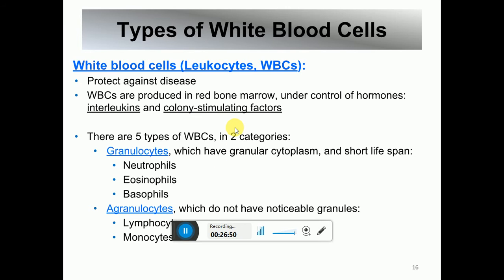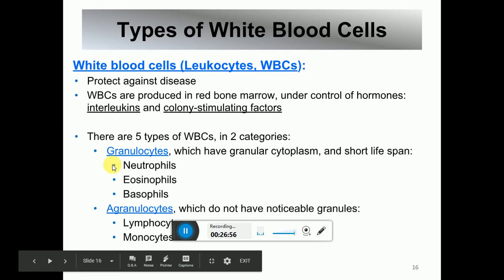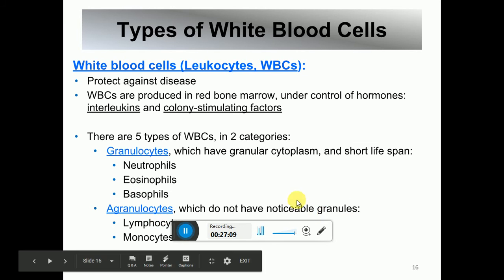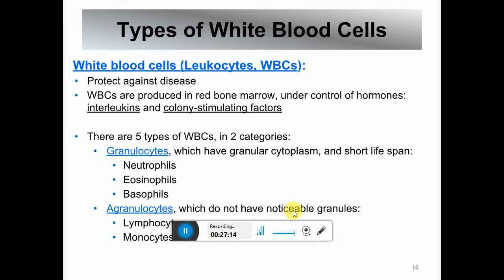Again, we've got 5 different kinds of white blood cells. We categorize them into granulocytes and agranulocytes. Granulocytes are short-lived, meaning they have a very short lifespan, and those are neutrophils, eosinophils, and basophils. While the agranulocytes, they do have granules, but you really cannot see them under the microscope, so they're pretty much non-noticeable. They are your lymphocytes and monocytes, and these have a longer lifespan. Actually, some of the lymphocytes that we've developed because of our vaccinations or because of getting sick as kids can remain in our system for life.